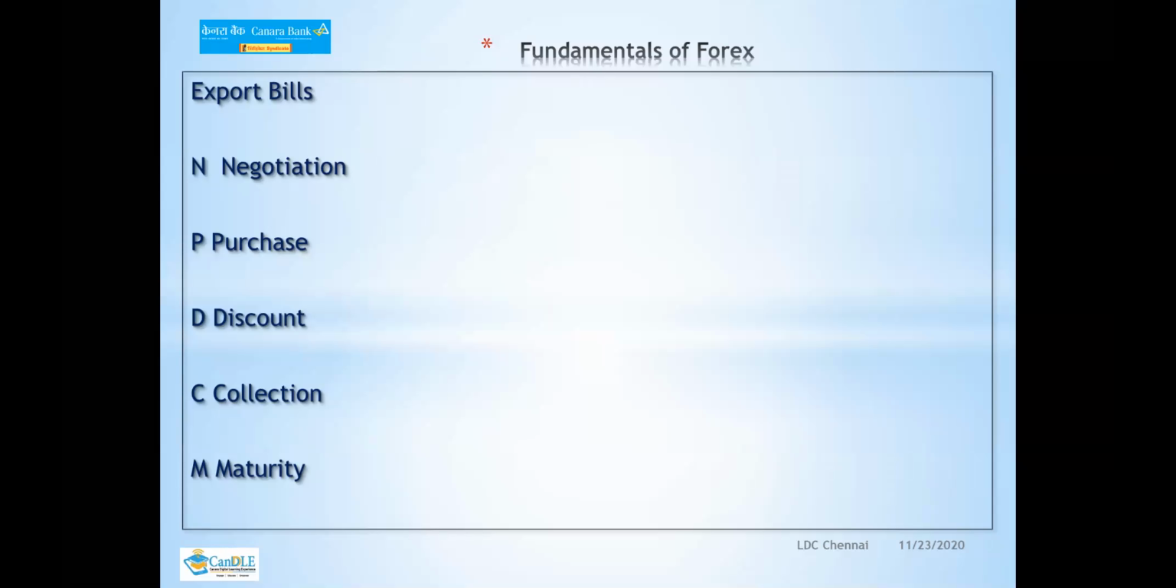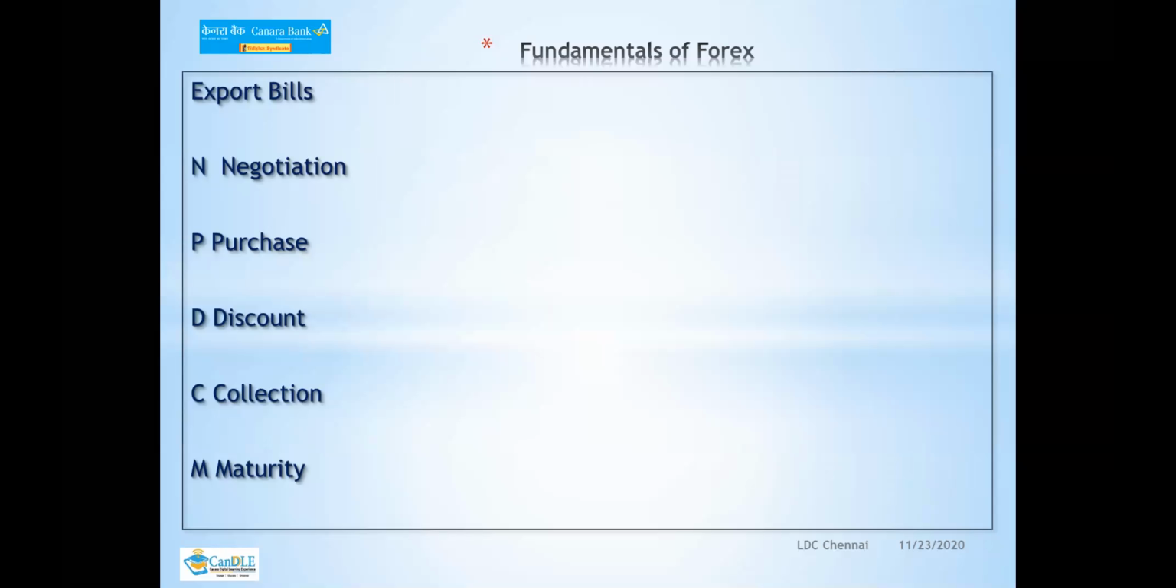Then what is meant by purchase bill? Purchase bill is a non-LC bill, sight bill. Discount bill means non-LC bill, usance bill. Then one more mode is collection bill, where there is no LC, you are simply sending on collection. And the fifth one is very important, maturity bill. What is M bill? There are five types of bills: N, P, D, C, M.